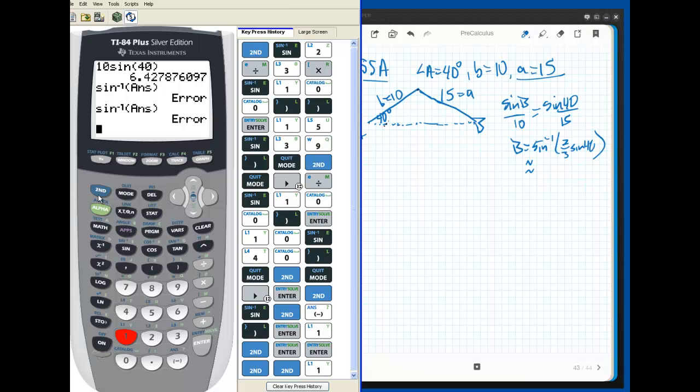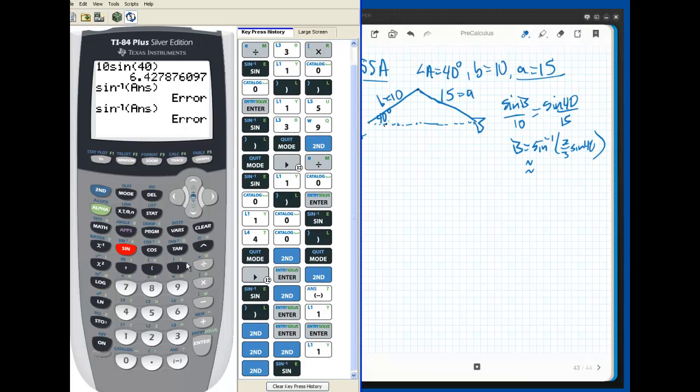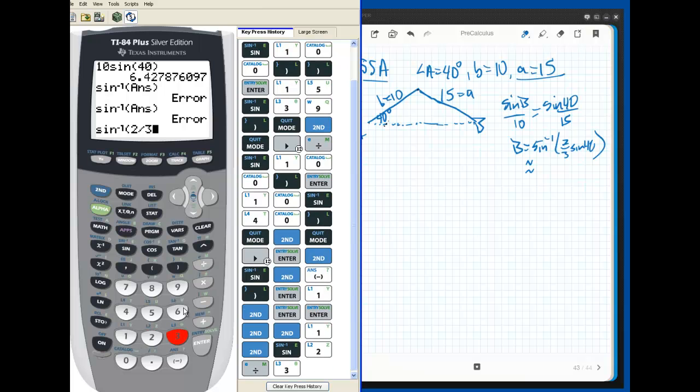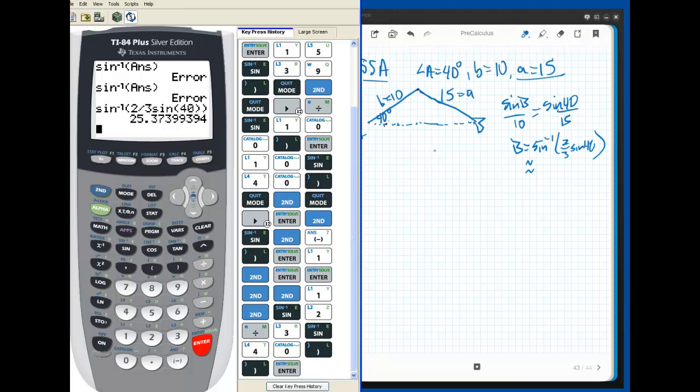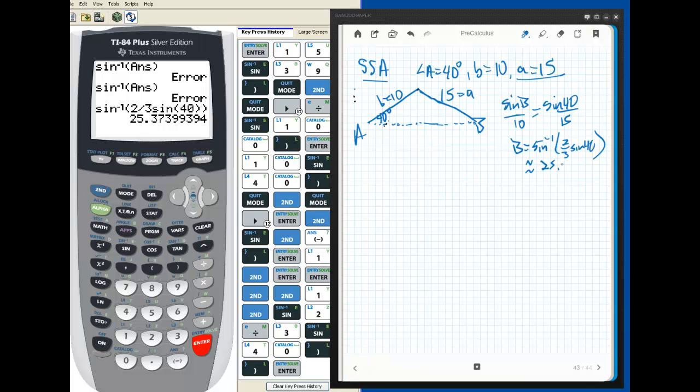Okay, so inverse sine of 2/3 divided by 3. See how I like to use nice clean numbers? Not on tests. Sine of 40. And let's see if the number that we get makes sense. 25 degrees. So this is approximately 25.374 degrees. So that's this guy. This is going to be 25.374 degrees. Sweet. Now let's double check to make sure.